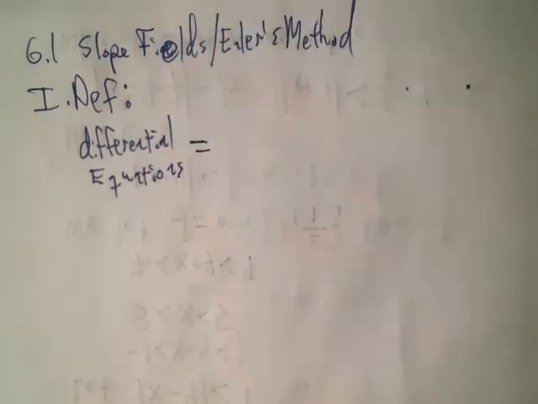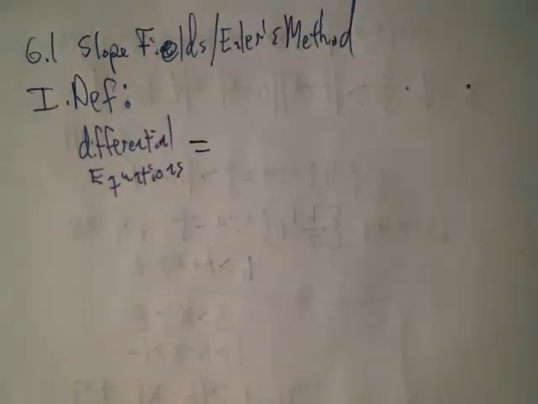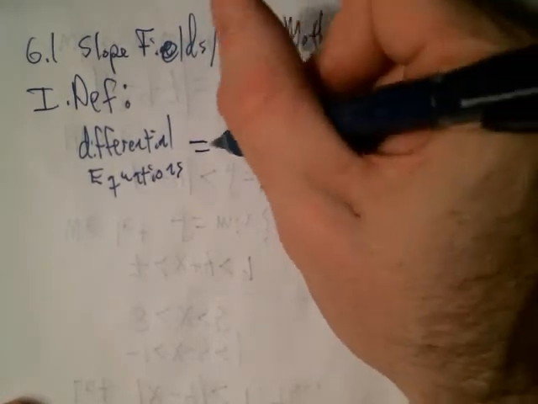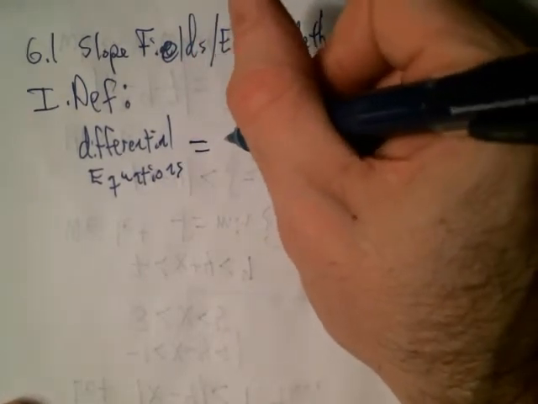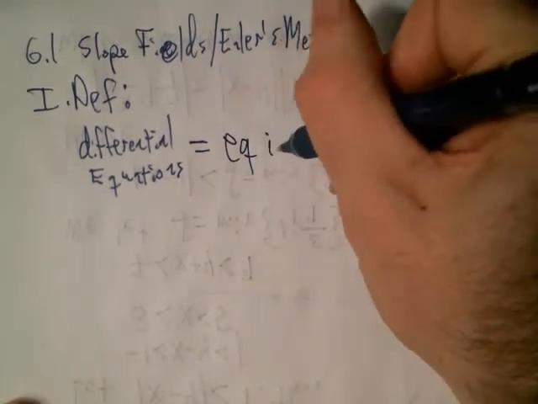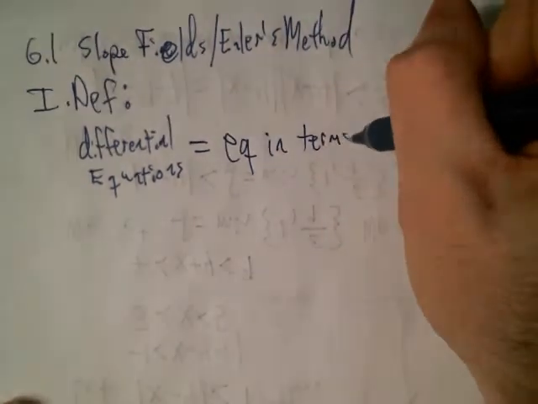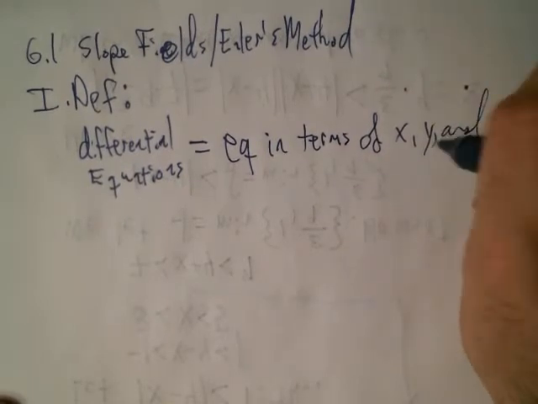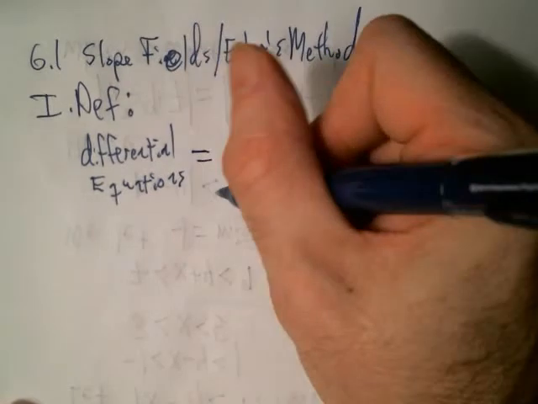What are they? It's pretty simple. It's just an equation that has a function and some of its derivatives floating about, and that's about it. And you've got to solve for the particular function that fulfills the equation. Right? So it's an equation in terms of x, y, and derivatives of y.